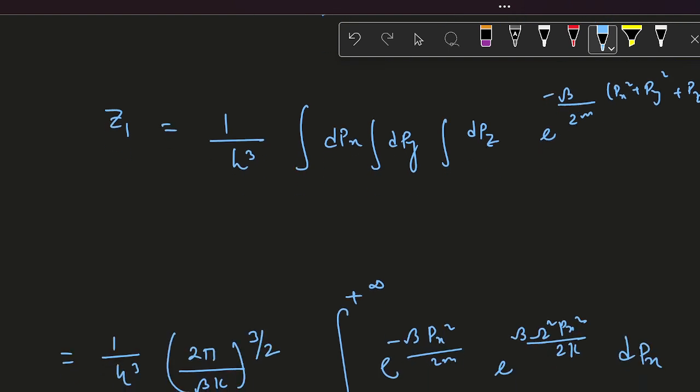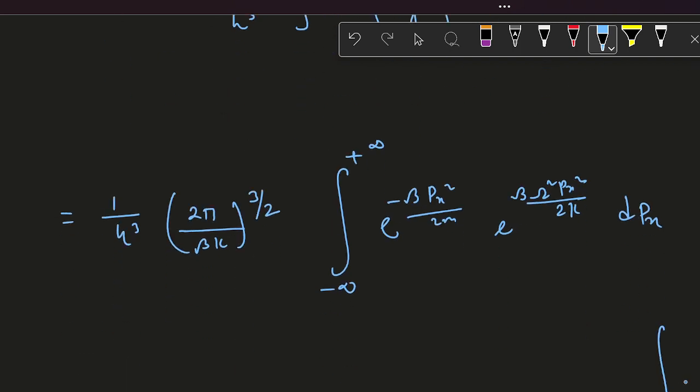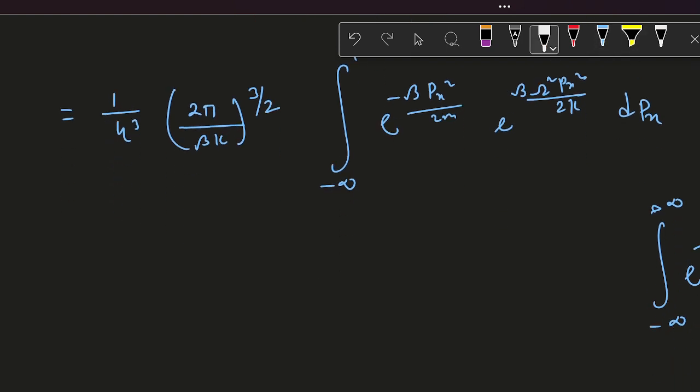A similar type of factor will be coming for dpy also, because here also you have e to the power of minus beta py squared by twice m, then e to the power of beta omega squared py squared by twice k, dpy. Only your dpz is separate, with only one term, e to the power of minus beta pz squared by twice m, dpz, from minus to plus infinity.